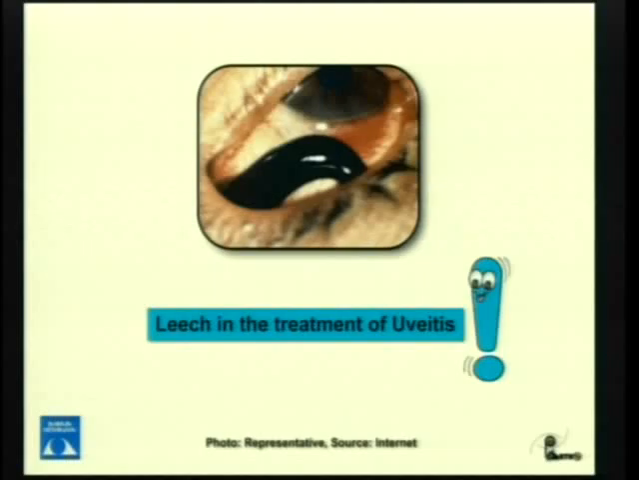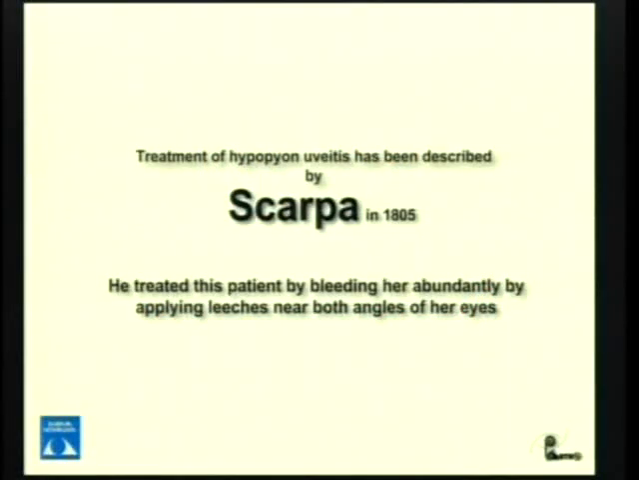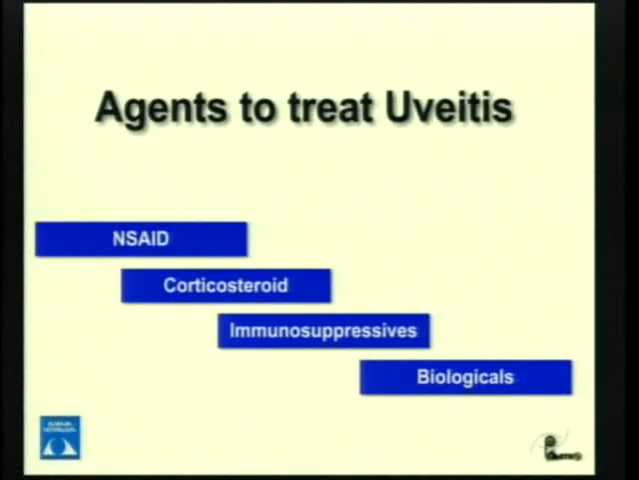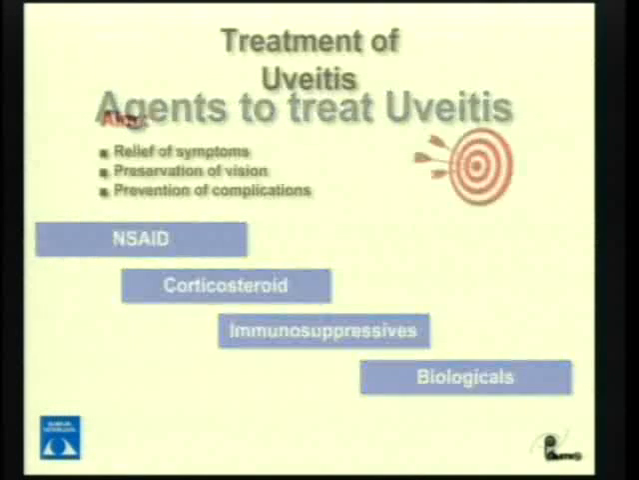Now what's going on here? It's a leech used in the treatment of uveitis. So if you go to the history of uveitis, the treatment of hypopyon uveitis was described by Scarpa in 1805, where he treated this patient with bleeding her abundantly by applying leeches over both angles of her eyes. Luckily, we don't have to depend on these leeches. We have various agents like NSAID, corticosteroid, immunosuppressives, and biologicals.